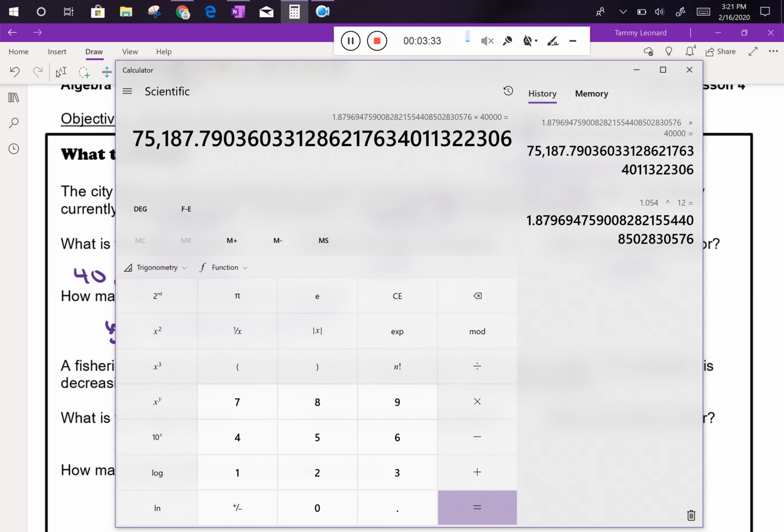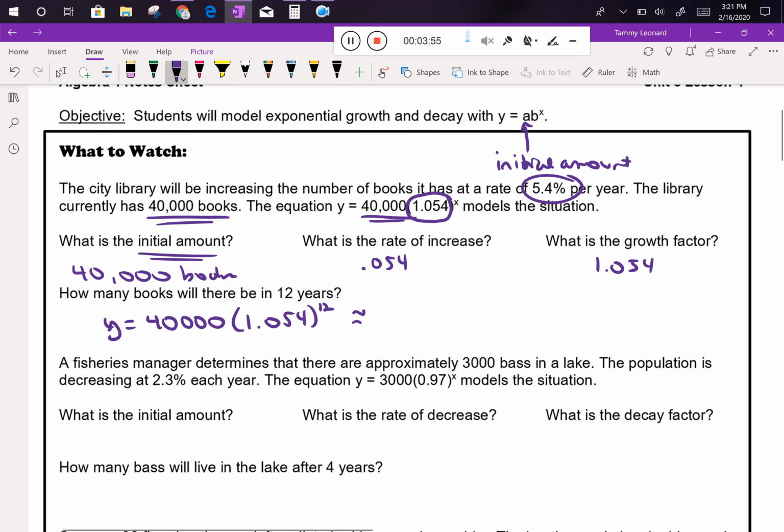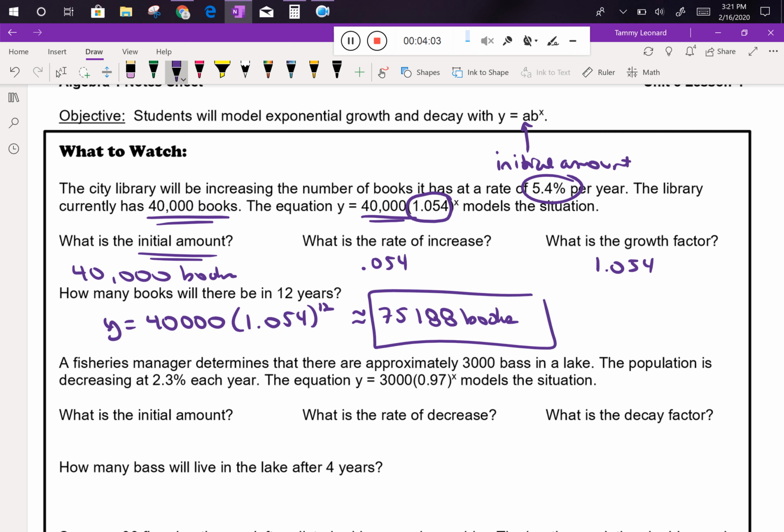Now, notice my calculator is giving me an enormous number of decimals. It's really of no meaning to us at all because we're talking about a number of books. So in this case, it probably makes sense to round off to the nearest whole book. So 75,187.79, that's going to round up. So I would say that I have approximately 75,188 books, because the library is not going to have a part of a book.